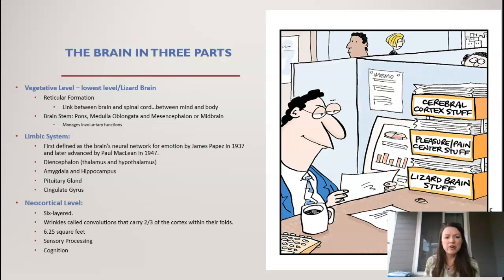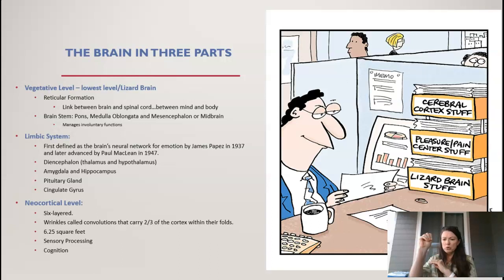It was first defined as the brain's neural network for emotion in 1937. And then it's been talked about so much, and there are debates about what exactly makes up the limbic system, or even if it is a specific system. But as an easier way to discuss the brain, we do talk about it this way with very specific parts, okay? So the diencephalon, the thalamus, and the hypothalamus, the amygdala and the hippocampus are very big parts of it that we discuss for stress, the pituitary gland, and the cingulate gyrus. So these are the different parts that we'll talk about with the limbic system.